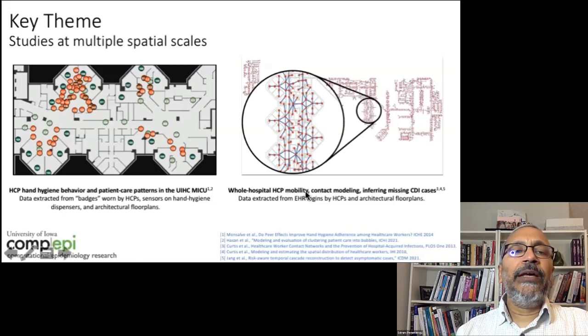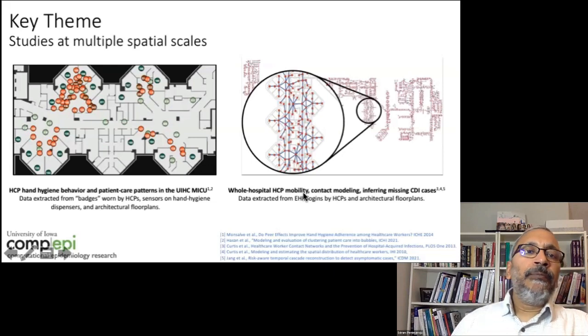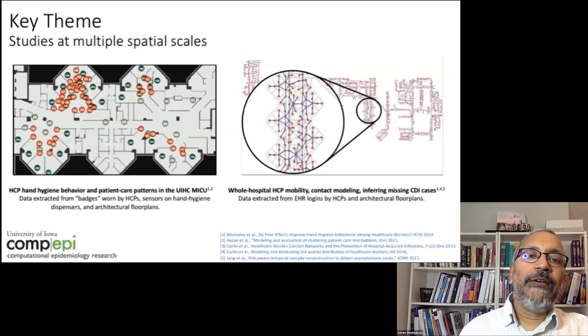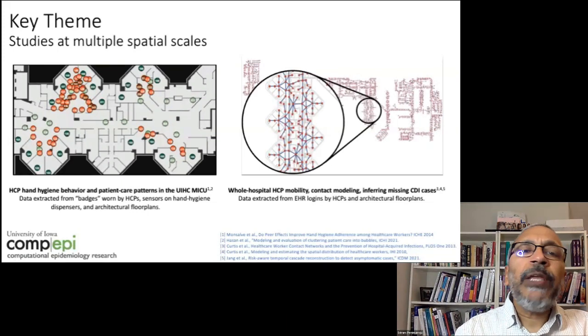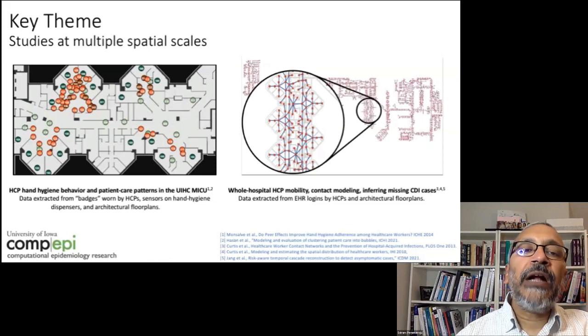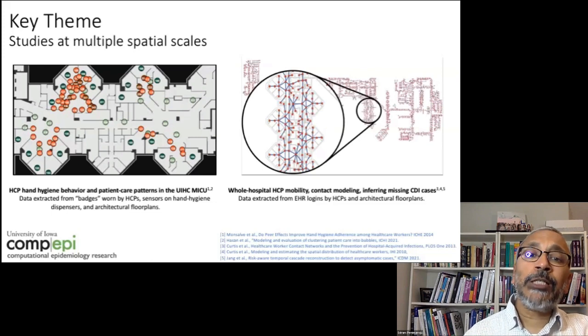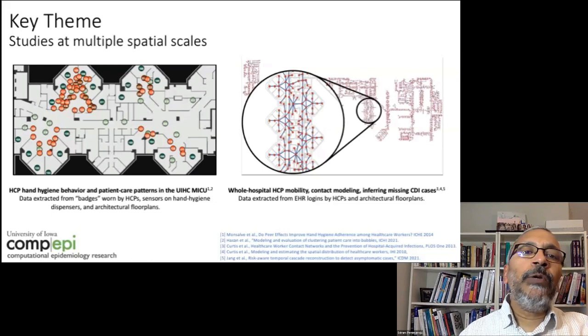And finally, the picture on the right moves us up one further spatial scale. And this is the entire second floor of the University of Iowa hospitals and clinics. And what you can see in this picture is that we've overlaid the architectural floor plan with a graph. And the shortest path distances in this graph roughly correspond to walking distances in the hospital. So in a sense, we're trying to extract a walking distance metric by imposing this graph.